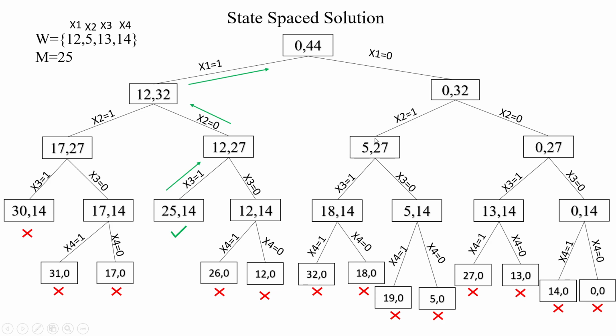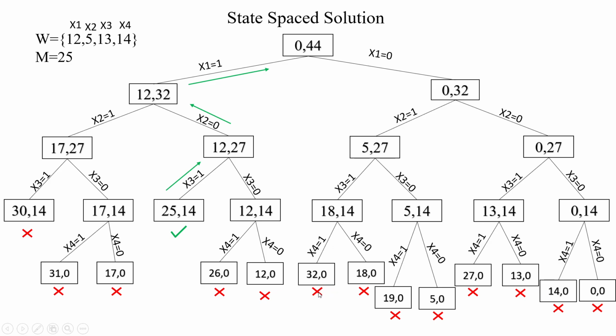From this node we can see that by including the third weight, which is 13, we will have 5 plus 13 will be 18 and 27 minus 13 will be 14. From this node we will include the fourth weight, which is 14. By including the fourth weight, 18 plus 14 will be 32 and 14 minus 14 will be 0. Here we can see that 32 is exceeding the actual sum which we want, so we are not including this weight.